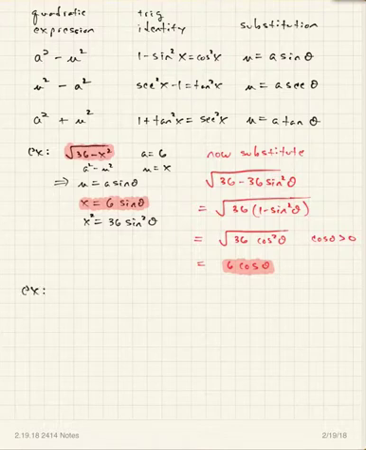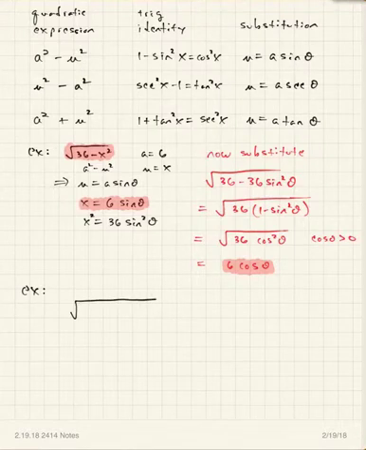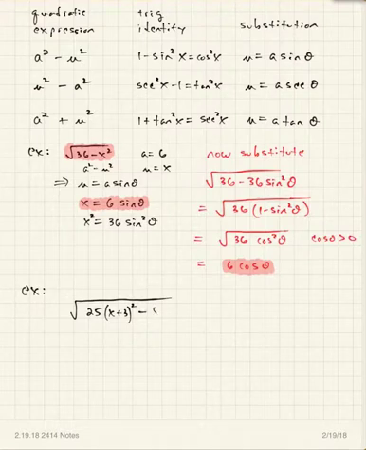let's look at one more problem. Let's say we have the square root. And let's do something maybe sort of complicated here. Let's say we have 25 times x plus 3 quantity squared minus 81. Kind of a yucky expression right there.